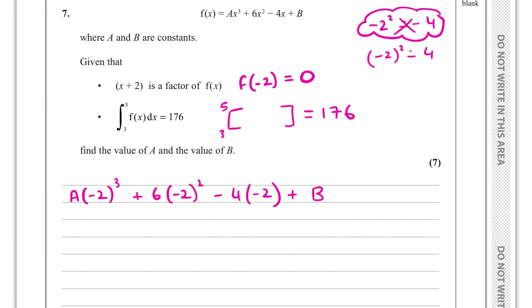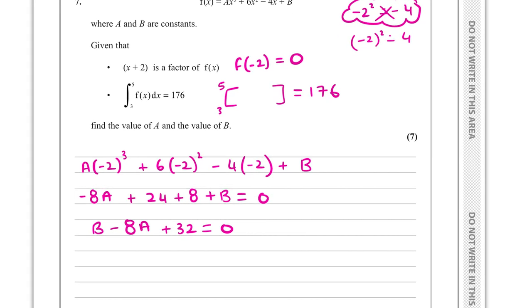So you know that you're going to have negative 8a plus 24 plus 8 plus b equals 0. Okay, so we're going to end up with b minus 8a plus 32 equals 0. And you can leave it like this if you like. You don't have to change it for a second. But there's our first clue done. Now our second clue. So we need to integrate this.